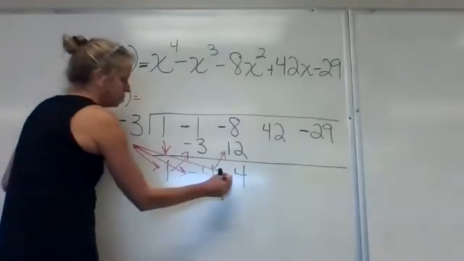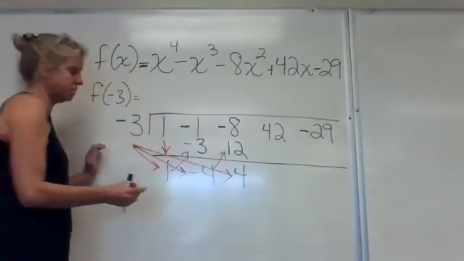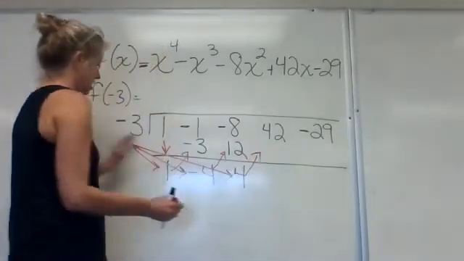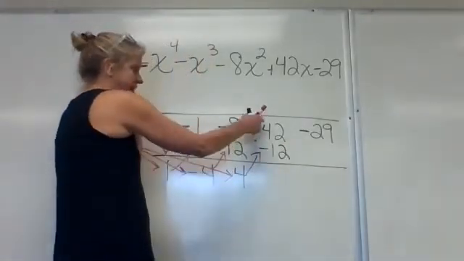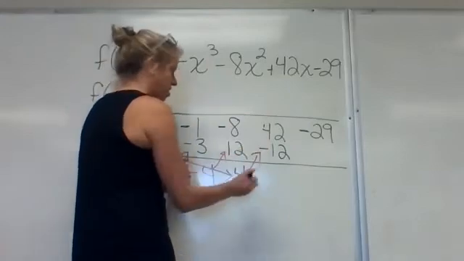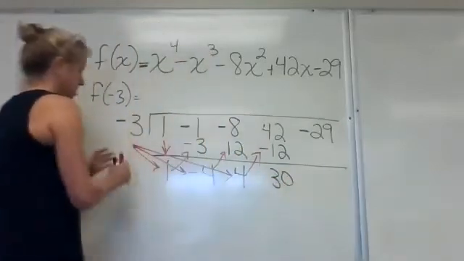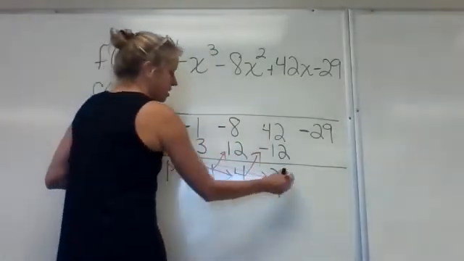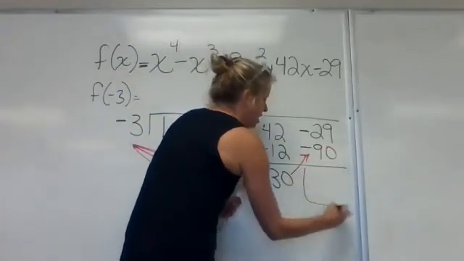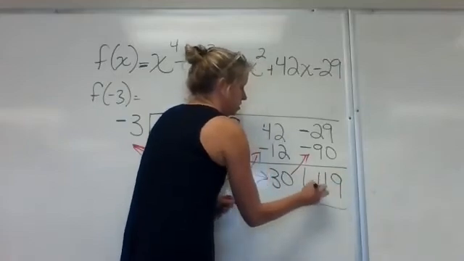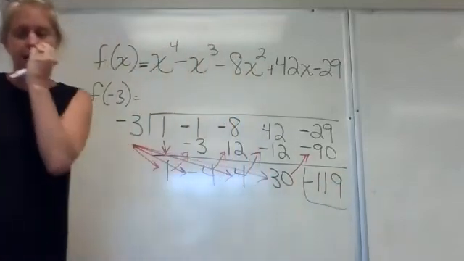So now -3 times +4. -3 times 4 gives me -12. If I combine that, add 42 minus 12 gives me 30. So the last one, -3 times +30 gives me -90. So what am I left with? -119.